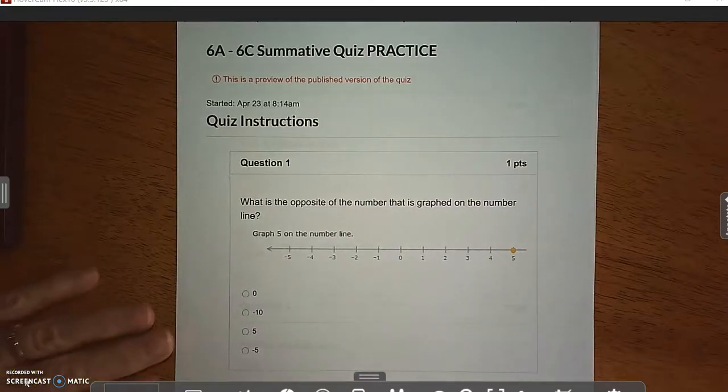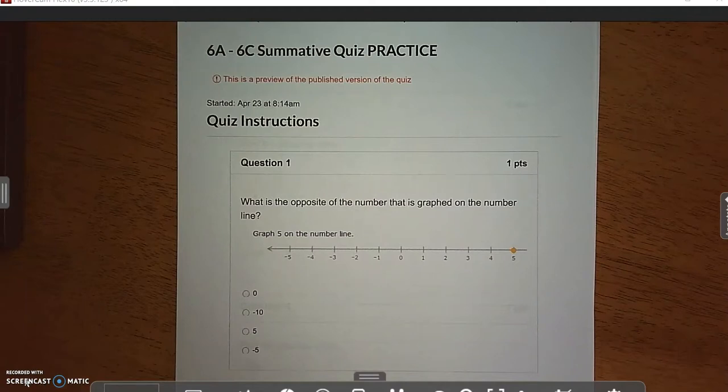Good morning. This is a study guide answer key for the 6A through 6C summative quiz. This is your practice, so these are all the answers to the practice quiz. After you go through this, if you have questions, please make sure you message your teacher before you try to take your actual quiz because it is a summative assessment.